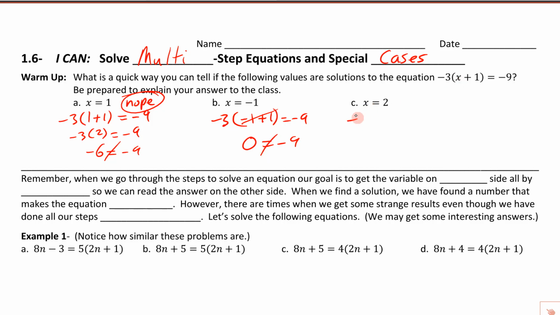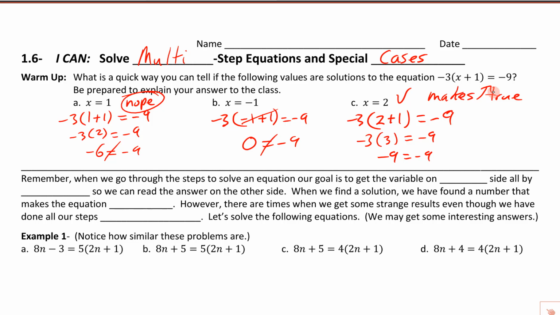It better be. So we've got -3 from the equation. We're going to put a 2 right here. We're then going to add 1. And we're going to hope that that equals -9. So lo and behold, if we do the -3 right here, we put those together in parentheses, 2 plus 1 is 3. We do get -9 equals -9. So this one checks out. This one makes the equation true.